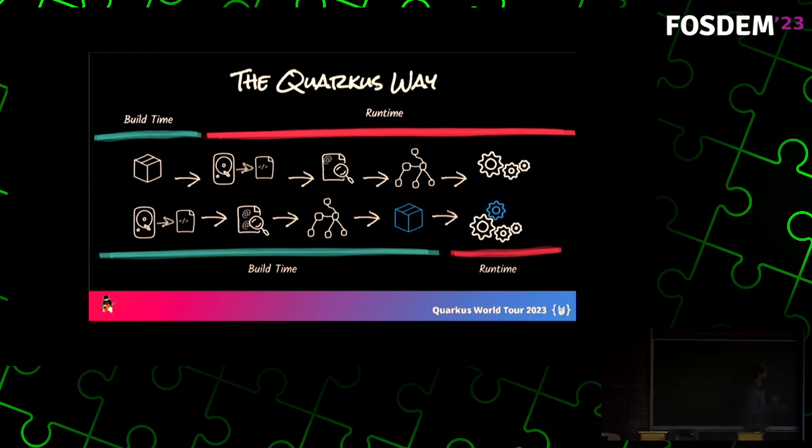So with Quarkus, what we try to do is, instead of doing all that at runtime, at startup time, we're trying to do all of this, or as much as we can, during build time, before the application actually gets packaged, which means that during runtime, we have a lot less to do, right? So it starts up quite a bit faster. That's the cool thing about Quarkus.